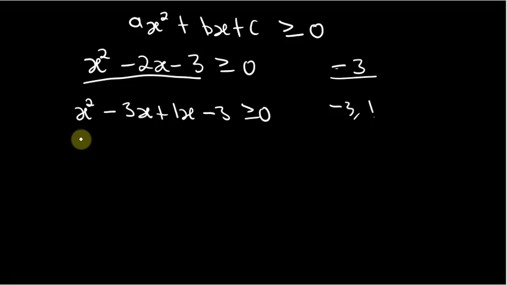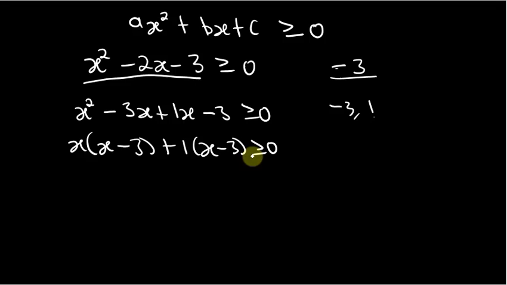So we factorize the first two terms. We are going to have x times x minus 3, and take the next two terms. The common factor there is positive 1. So 1 times x minus 3 being greater than or equal to 0. So this is going to give us x minus 3 times x plus 1 being greater than or equal to 0.